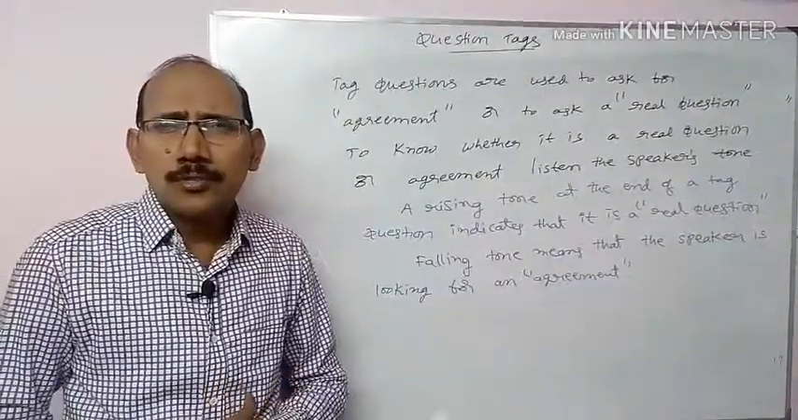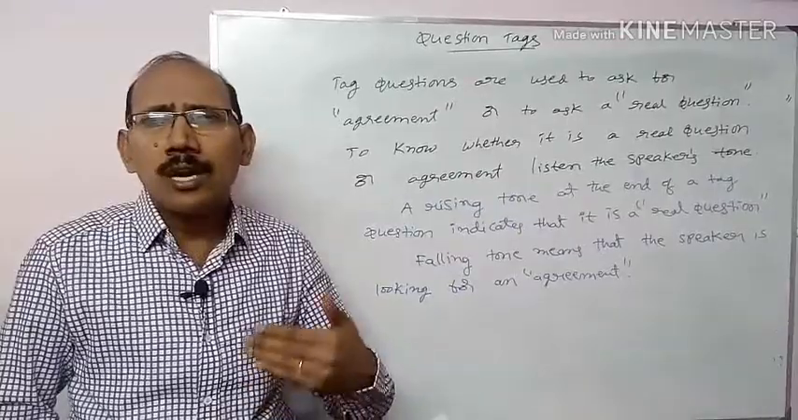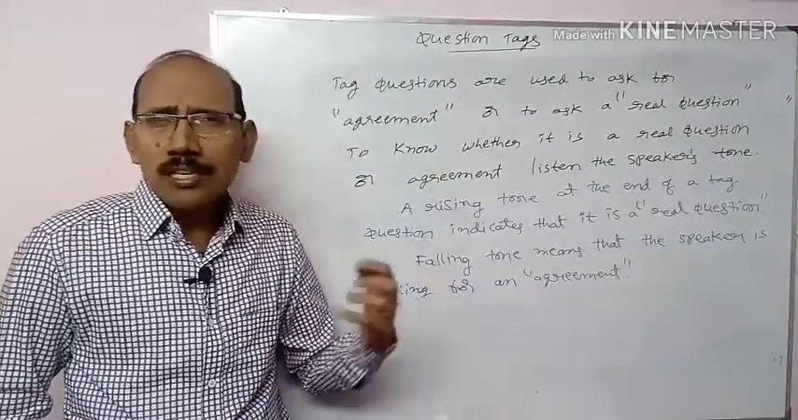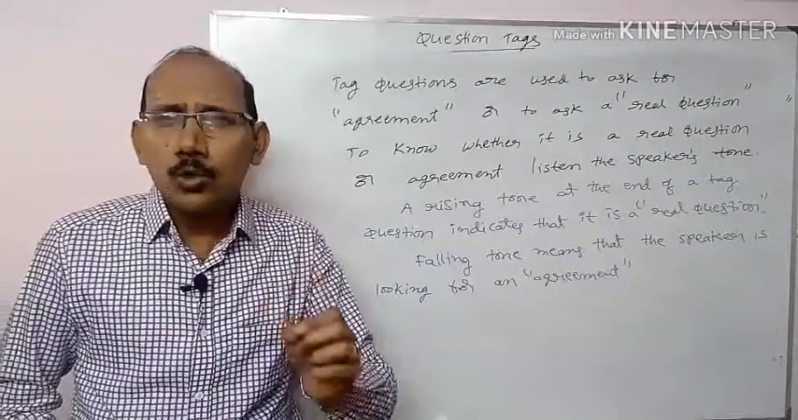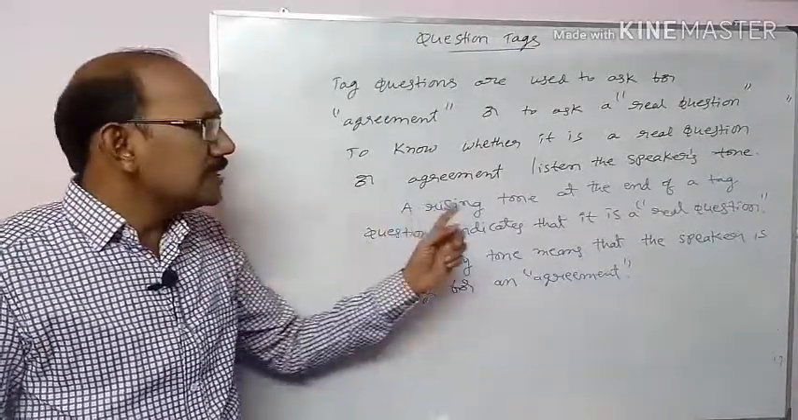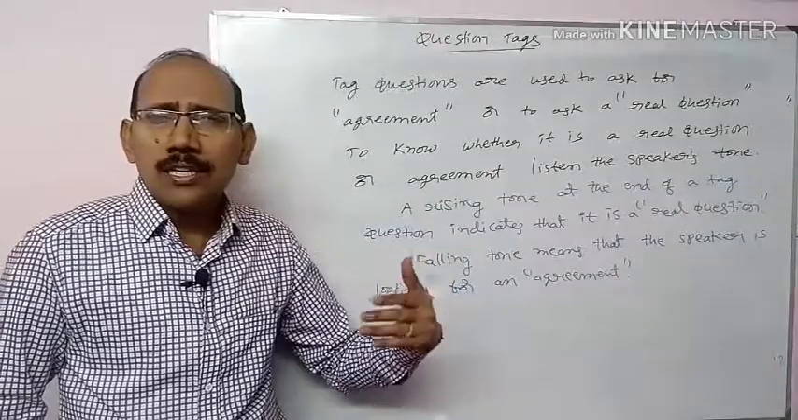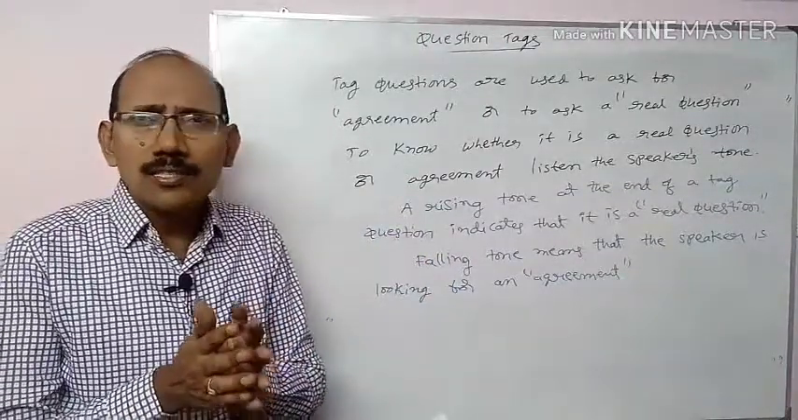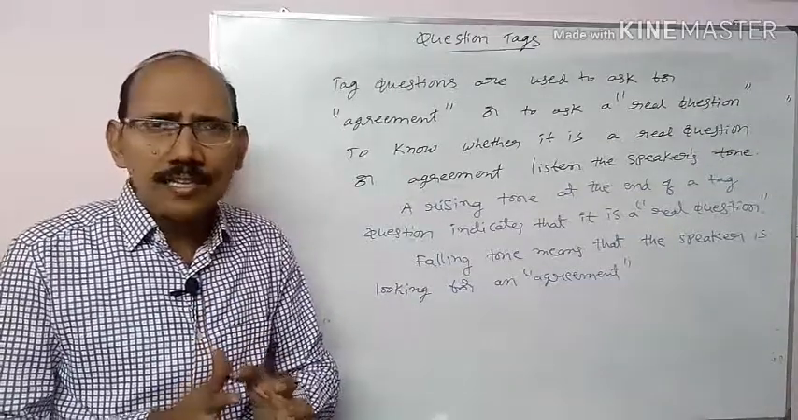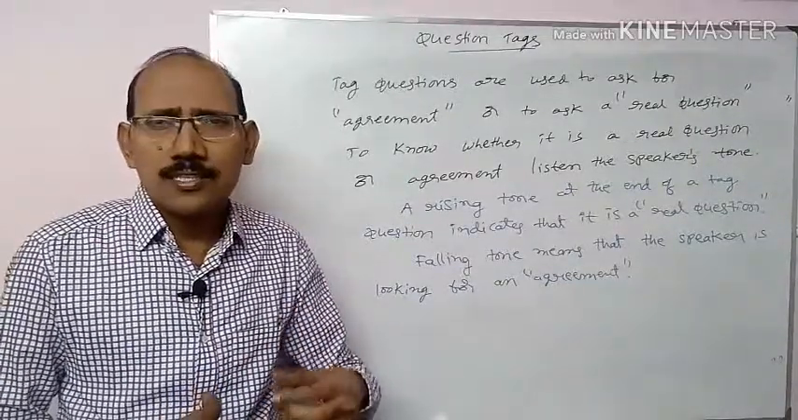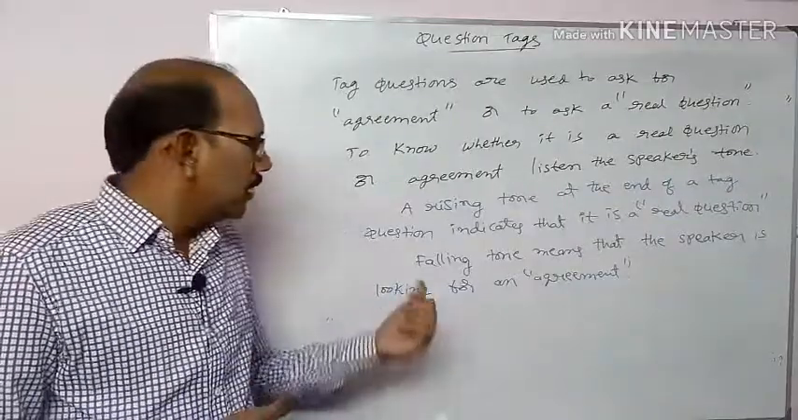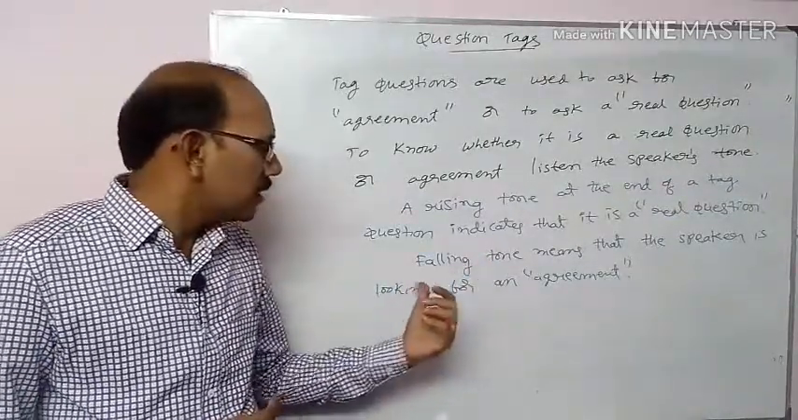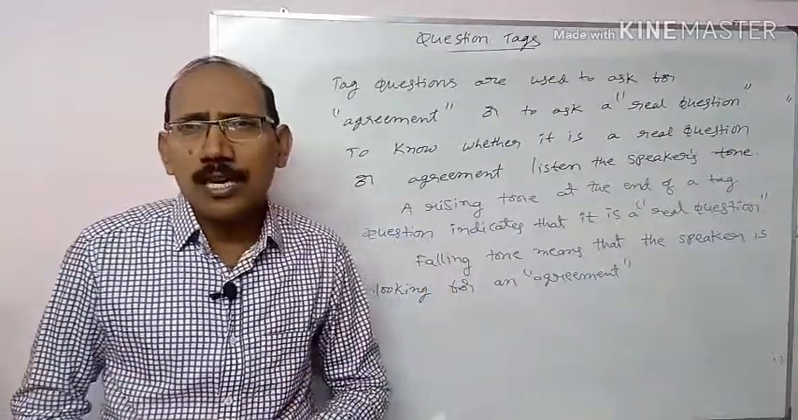Tag questions are generally used to ask for agreement or to ask a real question. And to know whether it is a real question or agreement, we need to listen to the speaker's tone. A rising tone at the end of a tag question gives us an idea that he is asking a real question. A falling tone means that the speaker is looking for agreement from us.